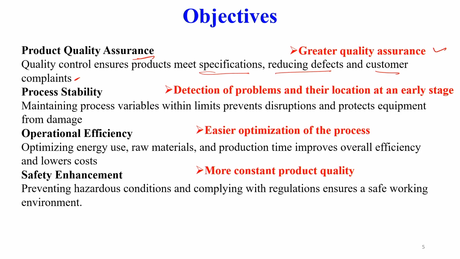Process stability: maintaining the process variable within the limit, it prevents disruption and protects the equipment from damage. So, it detects the problem and its location at an early stage. Operational efficiency: it optimizes the energy use, raw material use and production time. Finally, it improves the overall efficiency and lowers cost. So, it ensures easier optimization of the process and more constant product quality.